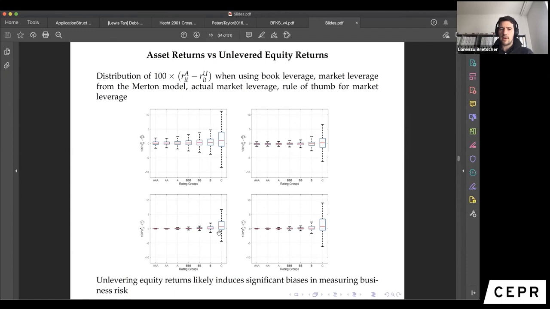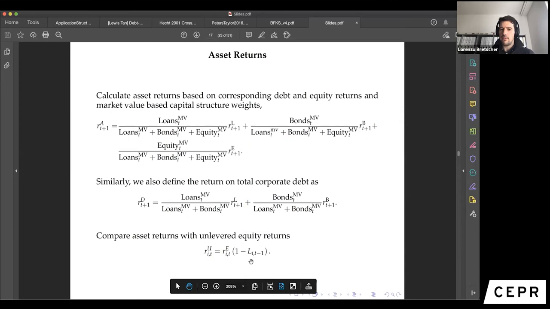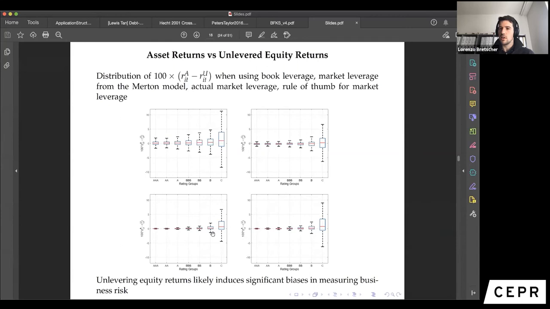because if you use this equation to unlever, you effectively assume a beta of debt equal to zero. That is, you assume that debt is risk-free, which is a horrible assumption for these low-rated firms. So one conclusion could be that any statement about unlevered equity returns is at best a statement about investment-grade companies.